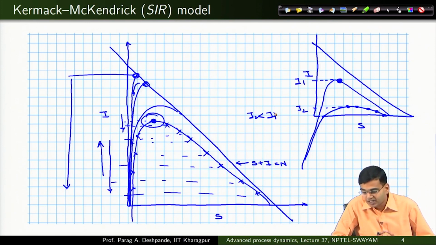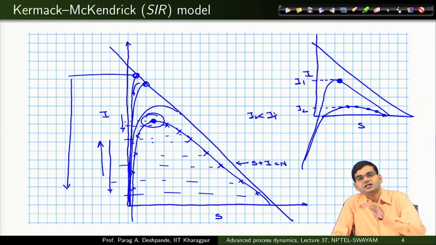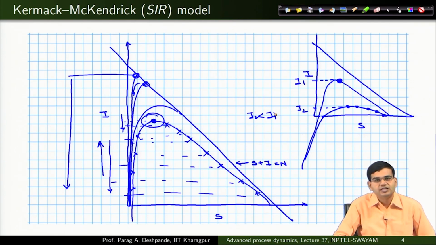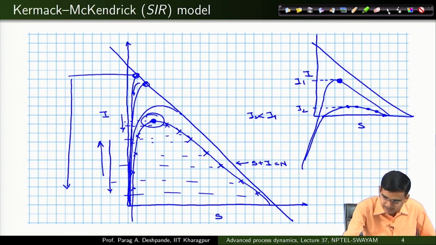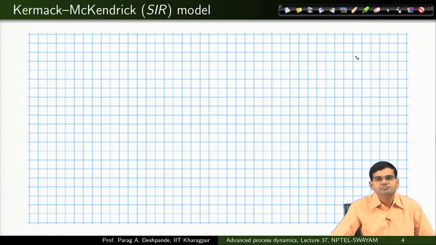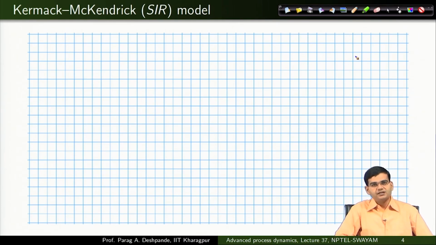In case of I 2, there did not occur much increase, or the peak value was smaller. In case of I 1, the peak value was larger. So, what we saw here today is that you can in fact make certain predictions about the pandemic or epidemic right during the beginning of the spread itself.